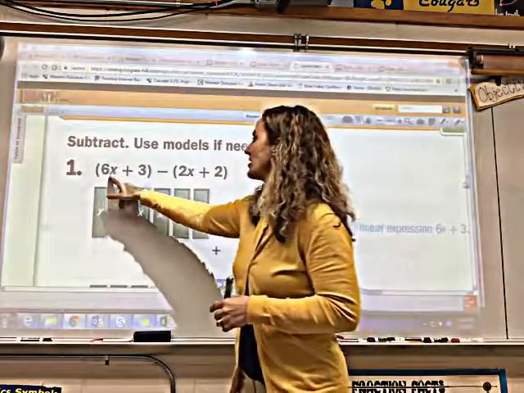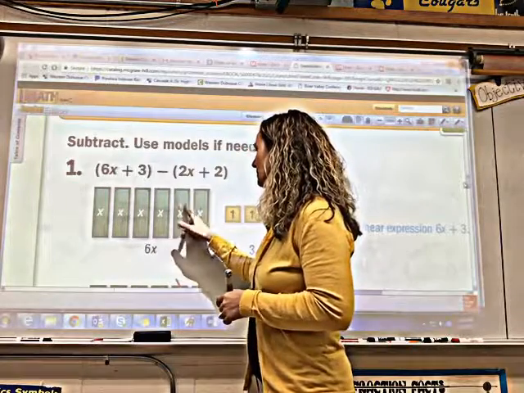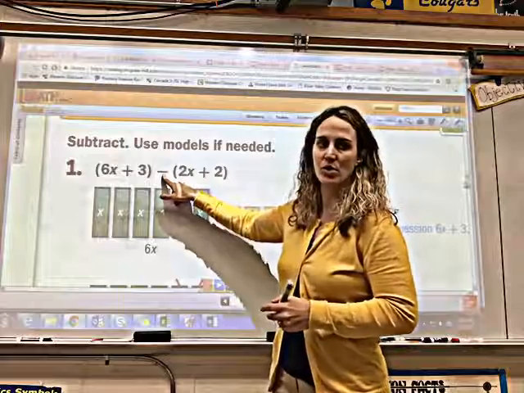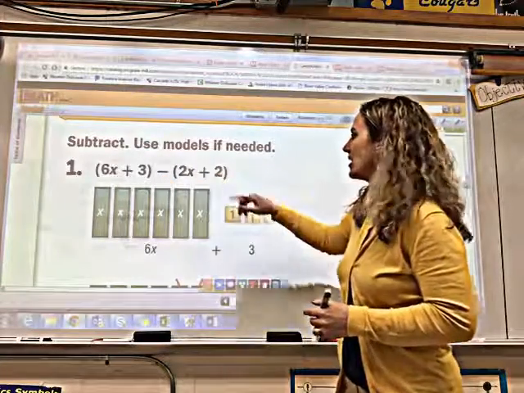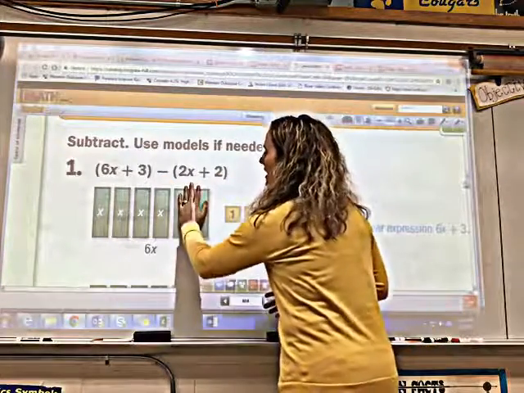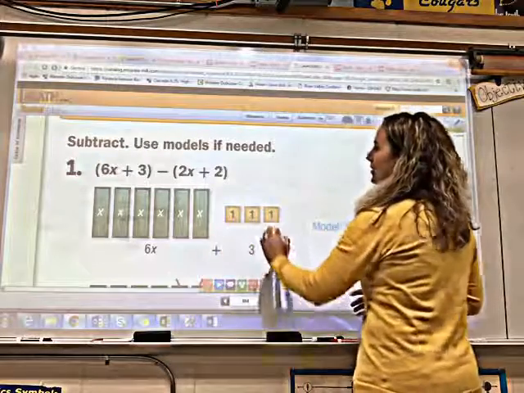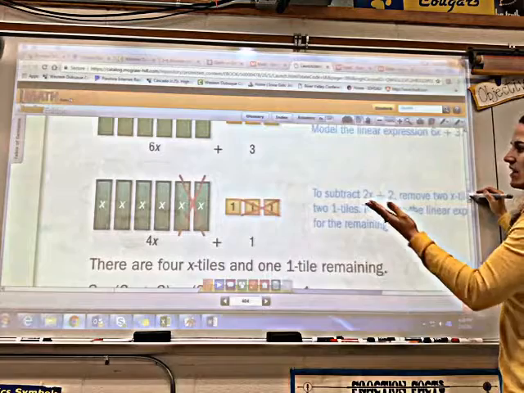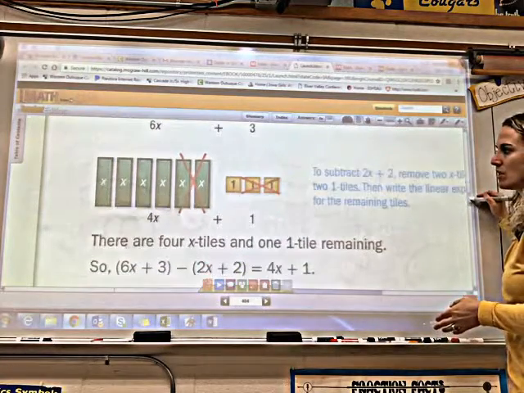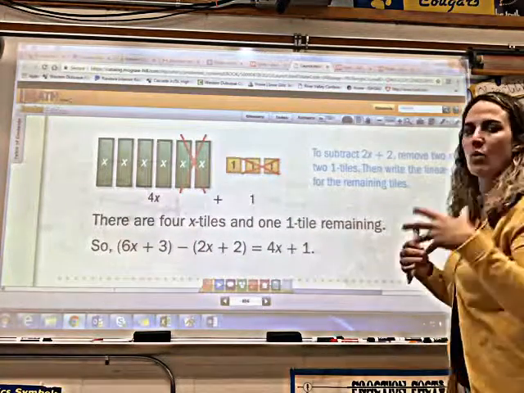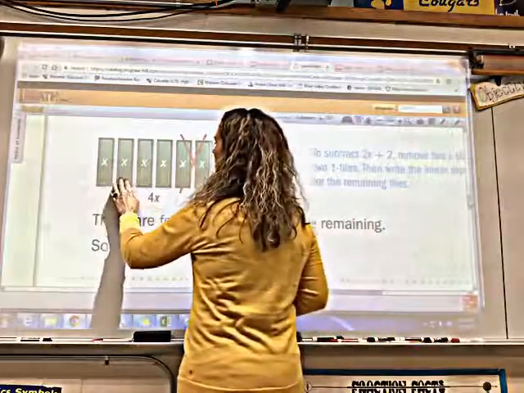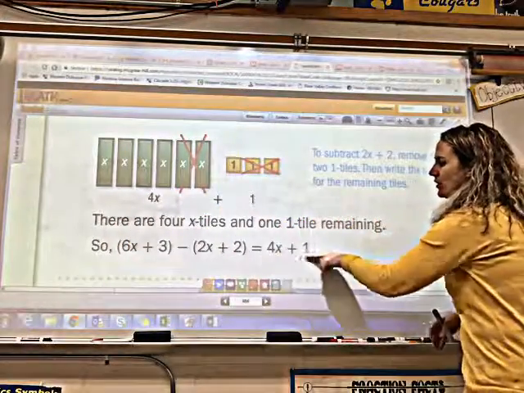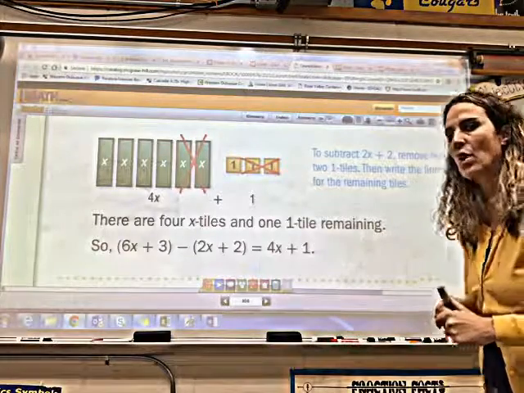So what they've done is they've taken 6 x's and 3 1's, and then we're going to take out, or take away, 2 x's and 2 1's. So technically we would take out 2 x's, and we would take out 2 1's. You can see below that they've taken the red X and they've marked out what they would take. So then you're looking at, well, what is left? I have 1, 2, 3, 4 x's left, and I have one whole number left, so my result is going to be 4x plus 1.